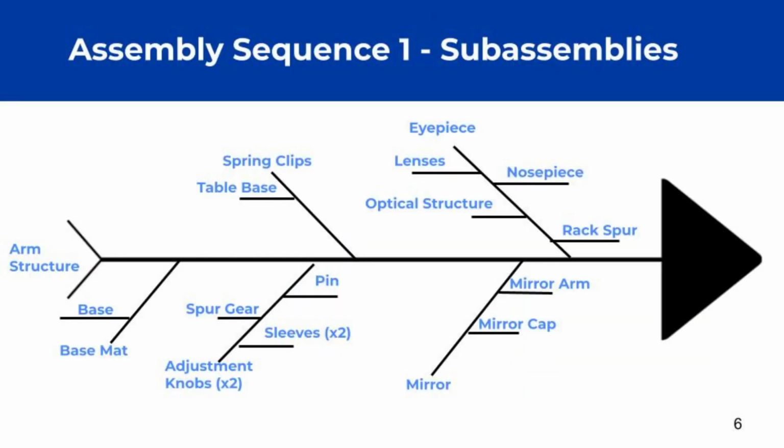The following slides display two possible assembly sequences. The fishbone diagrams of both assembly sequences flow from the left to the right as components are added to the final assembly. This is the first assembly sequence. This sequence focuses more on grouping parts into subassemblies. These subassemblies are pre-assembled before being incorporated into the final assembly.